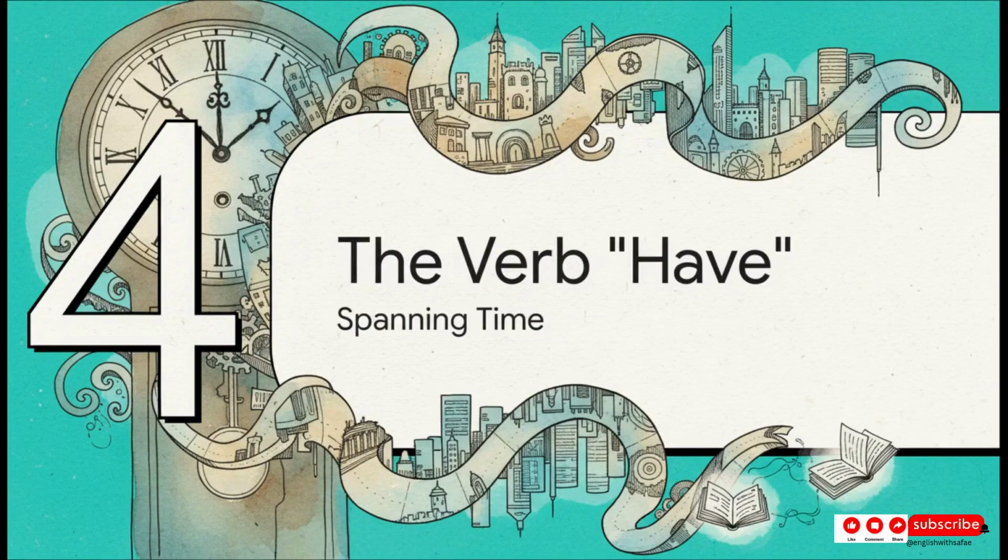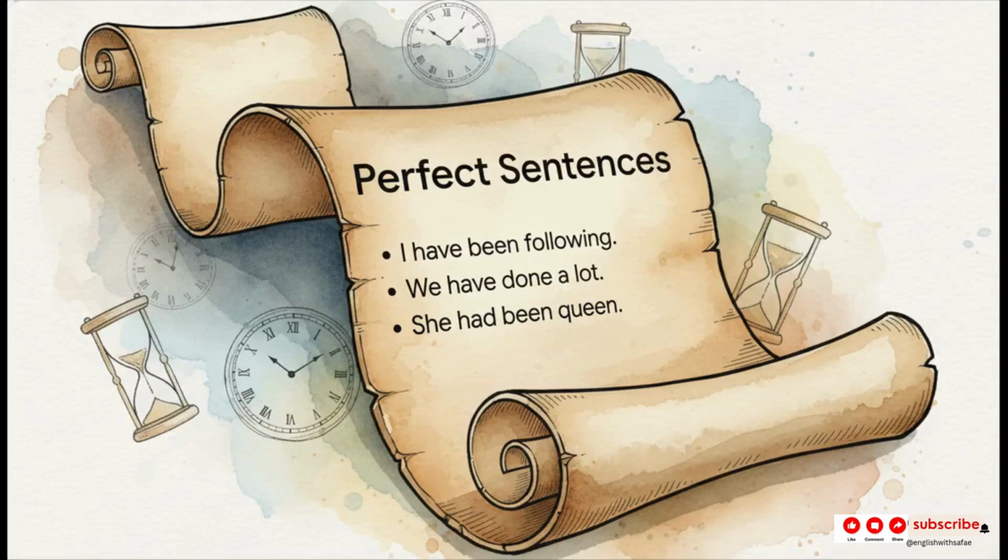Next up, section 4, the verb have. Now, have is a real game changer because it actually bends time. It does this by creating what we call perfect sentences. These are sentences that span across different connected moments, usually linking the past to the present or an older past to a more recent past. Notice how these examples span different connected moments.